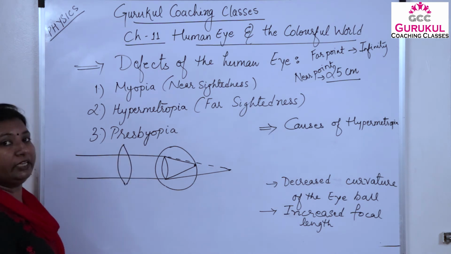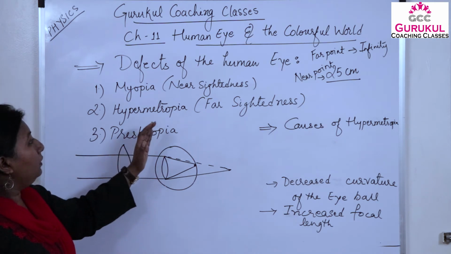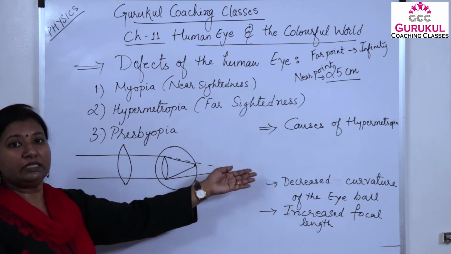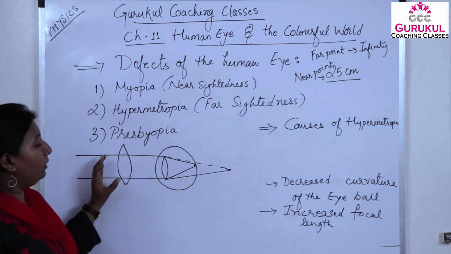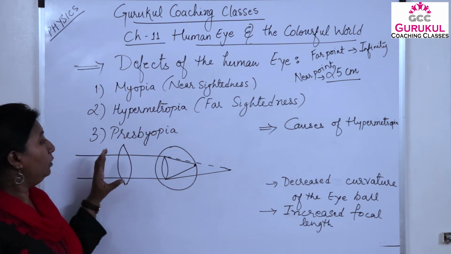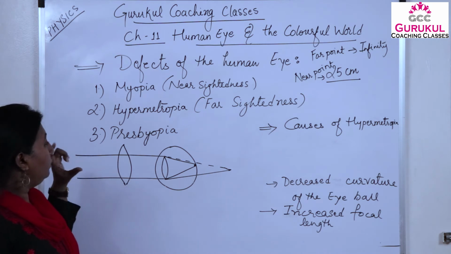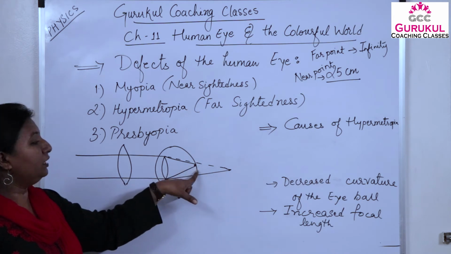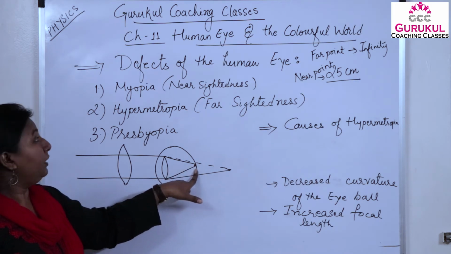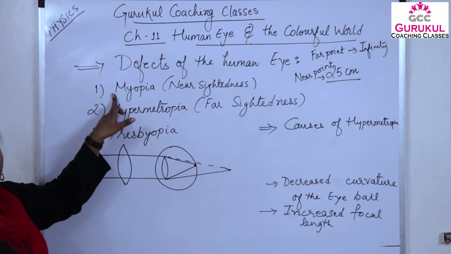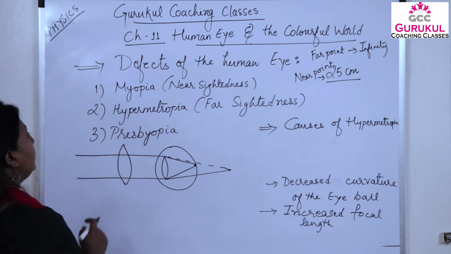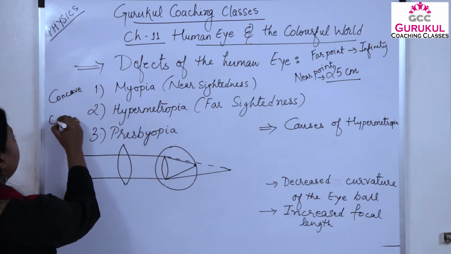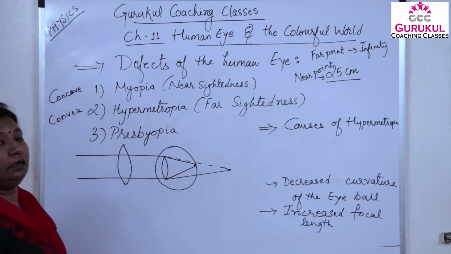As we all know, a convex lens is a converging lens. In a hypermetropic eye, the image of the object forms beyond the retina, or after the retina. So if we take a convex lens to rectify this defect, the rays falling on the convex lens will converge and form the image on the retina, right? So in myopia, we use a concave lens as a rectification. In hypermetropia, we use a convex lens, right?